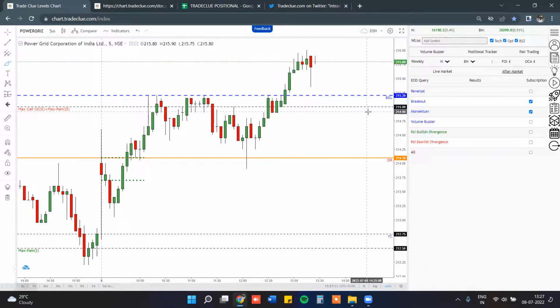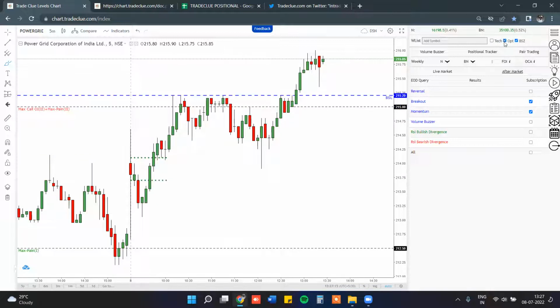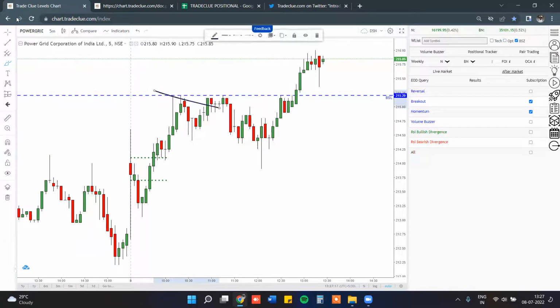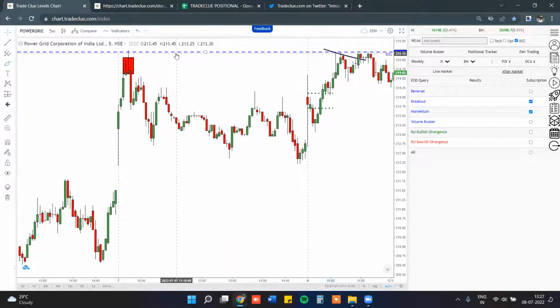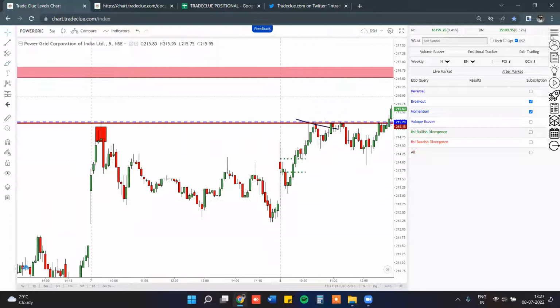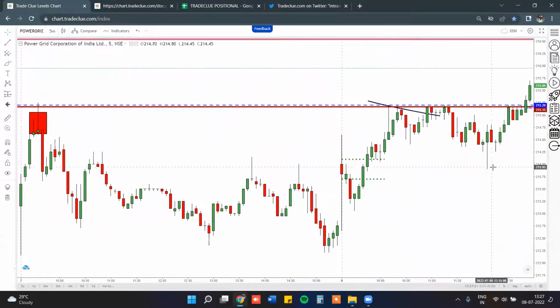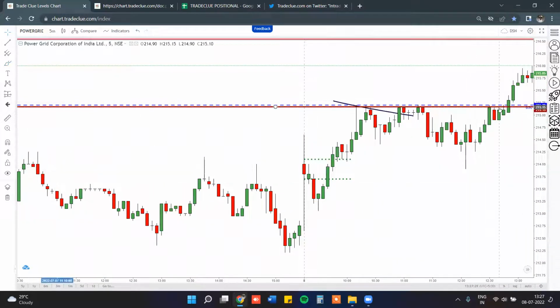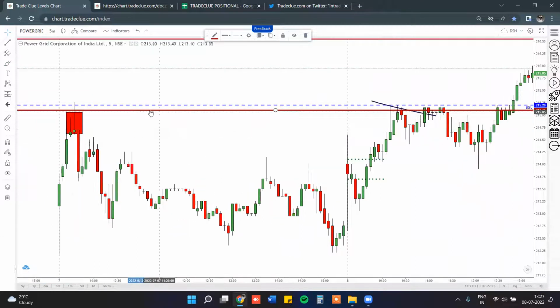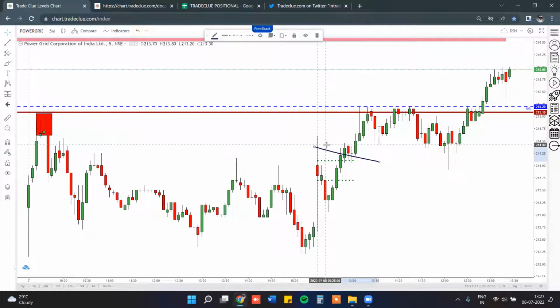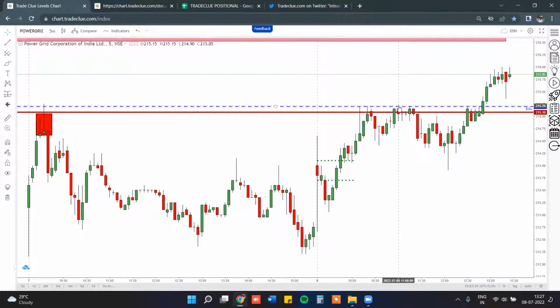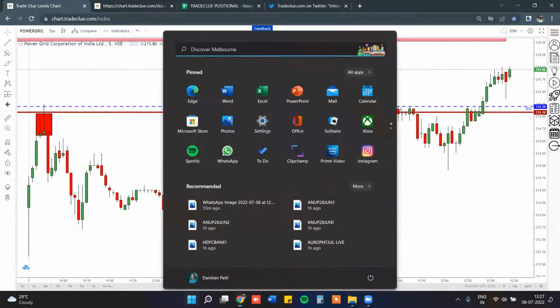So if I see the Power Grid chart, we'll just disable all the levels. So if I had to take a trade in Power Grid a day before, and I know that the breakout level of Power Grid is this, okay, 215.15, I'll just see where the green band and the red band are here. Okay, so it starts breaking somewhere around here, and it has made a high somewhere around here. Okay, this was the BSL line.